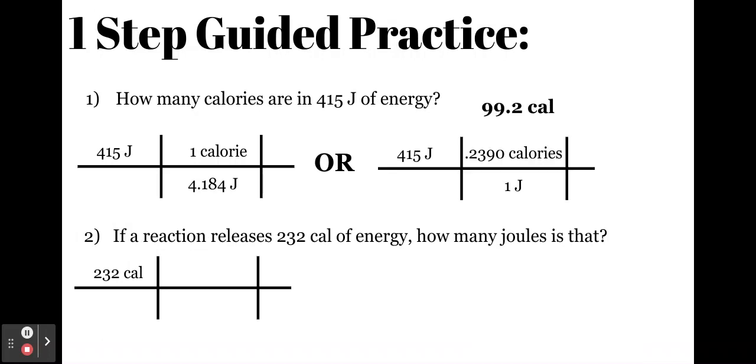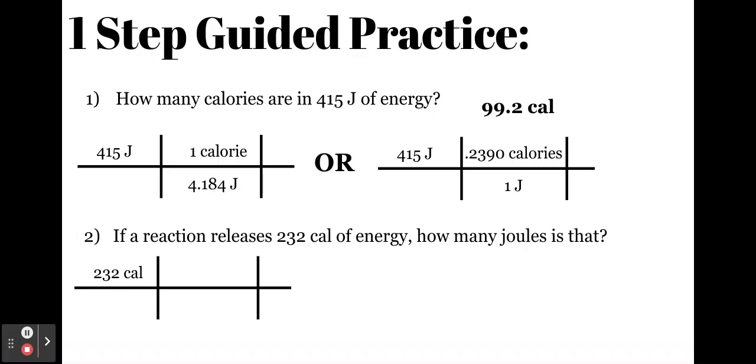So for the first question here, it's a one-step question where you're just converting between joules and calories. So you start with 415 joules, and for the first example here, you want the joules on the bottom to cancel. So you're going to put joules on the bottom, calories on the top. And 4.184 joules is equal to 1 calorie. So I put 4.184 joules over 1 calorie, and that will get you 99.2 calories.